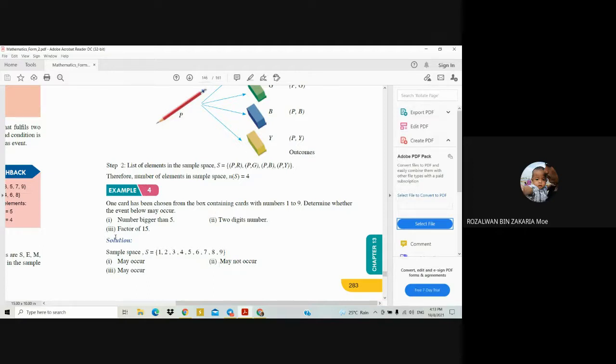And question 3, the factor of 15. So you have to find out, is there any number which is a factor of 15? Yes, we have number 3 and number 5, just two numbers, 3 and 5. So because there are numbers which are factors of 15 in the sample space, that means the event for question 3 may occur. So the answer is may occur.